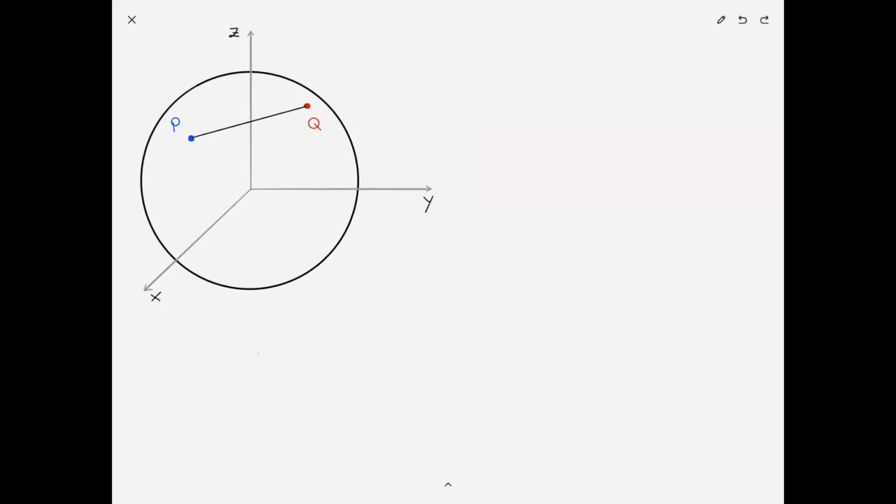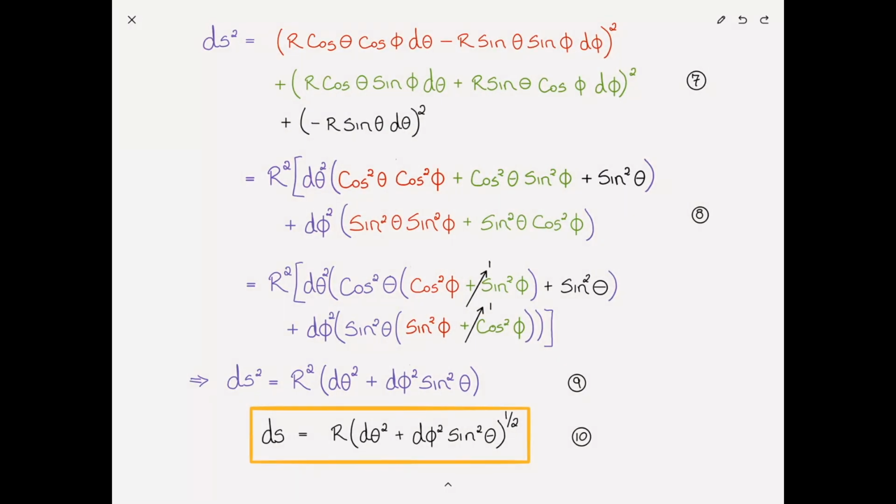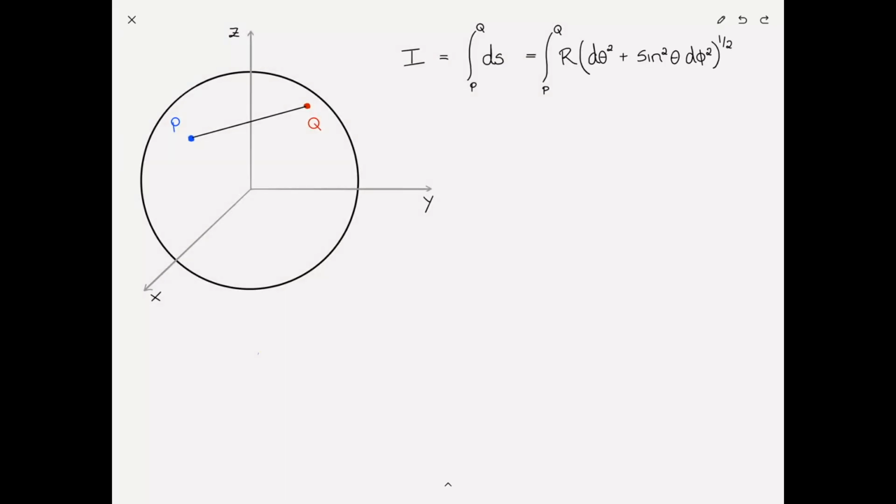Now, let's consider 2 points on the sphere, P and Q. And as we've shown previously, we now need to set up an integral in order to find our functional. We can write that I, which is the distance between points P and Q, is equal to the integral from P to Q of the incremental distance ds. And that is equal to the integral from P to Q of, and then the equation from the previous page for ds, we just pop that in there, r times d theta squared plus sine squared theta d phi squared all to the power of 1/2.